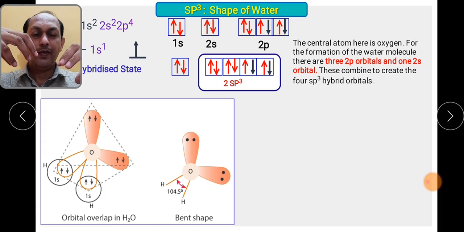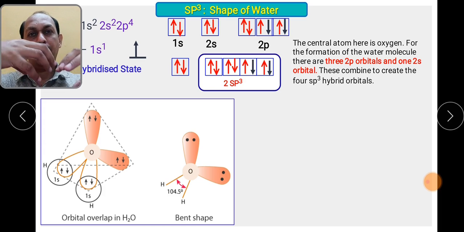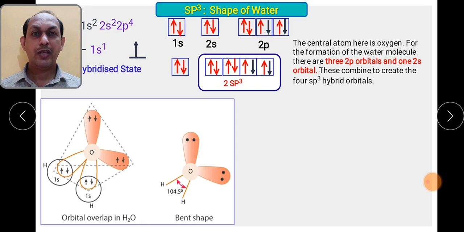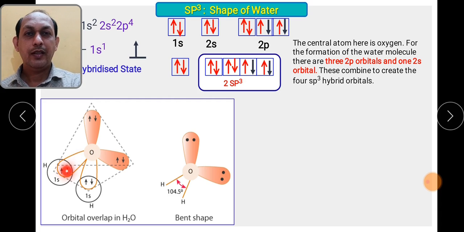So as a result of avoiding the electron repulsion, these orbitals will try to remain maximum away from each other. वो जो दो ऑर्बिटल है वो रिपल्शन कम होना चाहिए, इसके लिए मैक्सिमम अवे रहते हैं एक दूसरे के. So when they stay maximum away from one another, they will have the maximum stability and minimum repulsions.